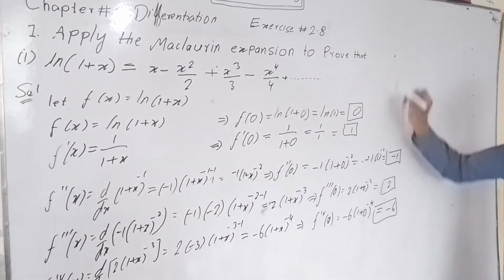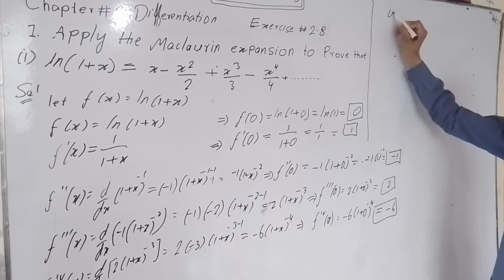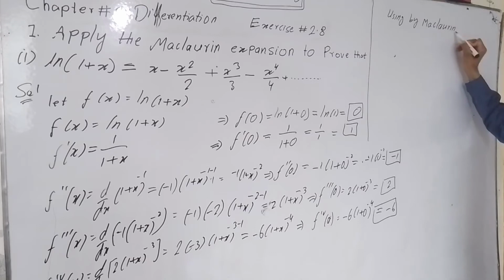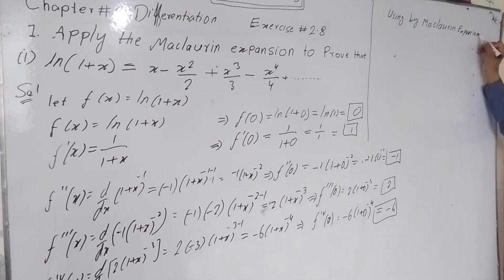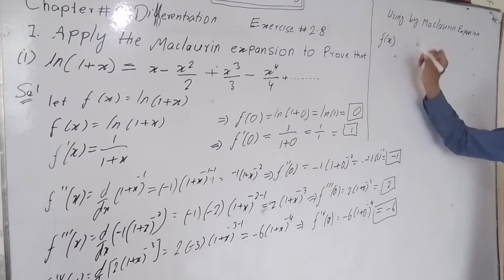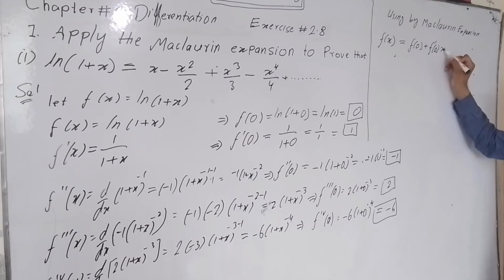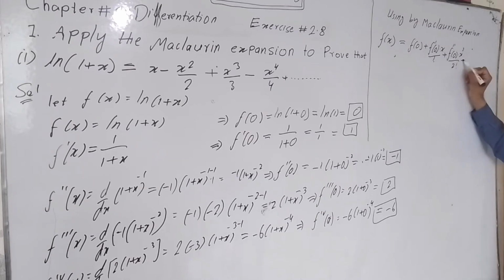Using the Maclaurin series expansion: f of x is equal to f of 0 plus f prime of 0 dot x divided by 1 factorial plus f double prime of 0 dot x square divided by 2 factorial plus f triple prime of 0 dot x cube divided by 3 factorial plus f fourth prime of 0 dot x to the power 4 divided by 4 factorial plus up to so on.